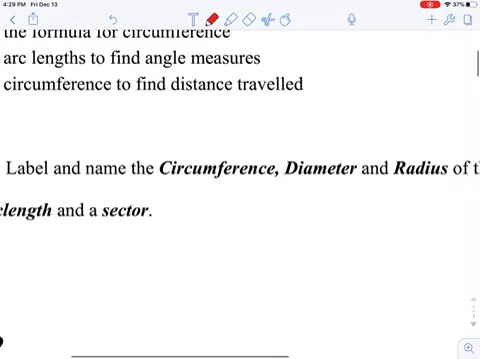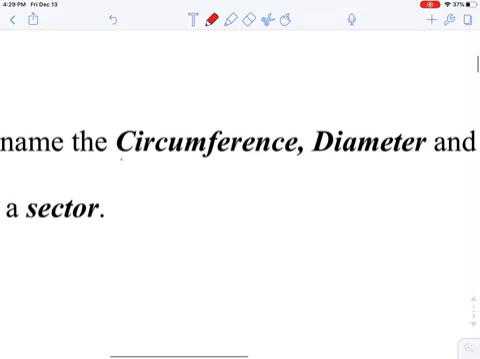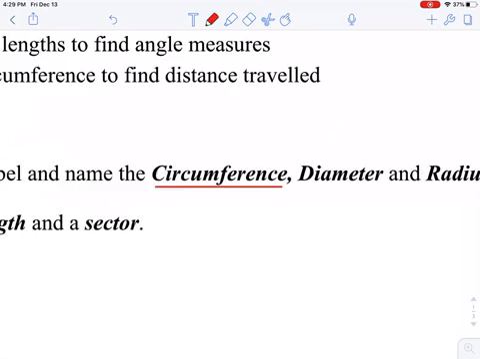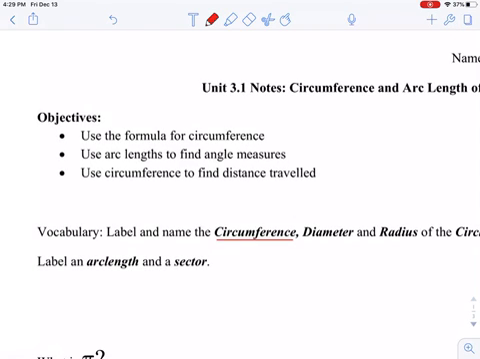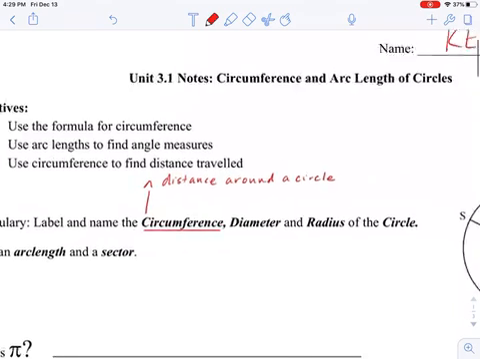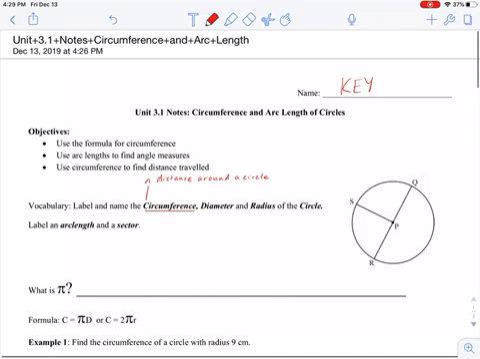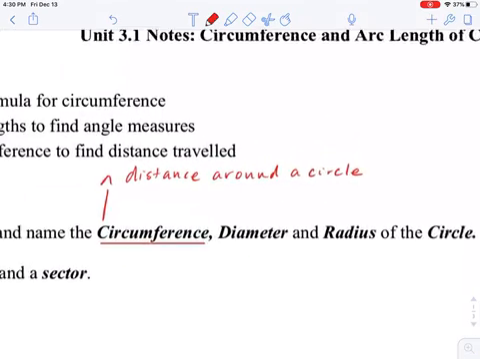We're going to start with vocabulary, and the first word that we'll be looking at today is circumference. Circumference is the distance around a circle. To determine the circumference of a circle, one thing that I could do is actually take a tape measure and measure all the way around it. And that would give me the distance around that circle.